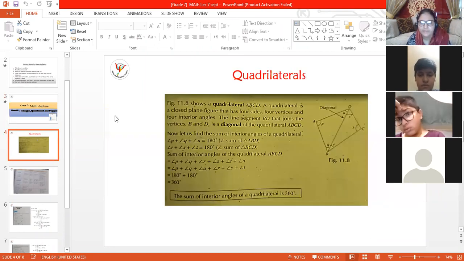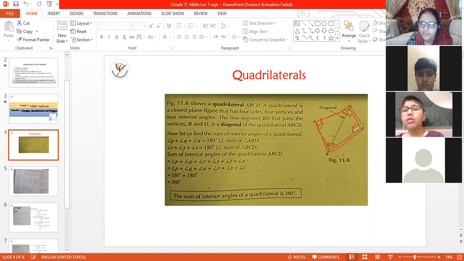A quadrilateral is something which has a closed plane and it has four sides. If you can see, this is the quadrilateral, A, B, C, and D. It has four sides, four vertices, and four interior angles. This is the first angle, second angle, third angle, and fourth angle.